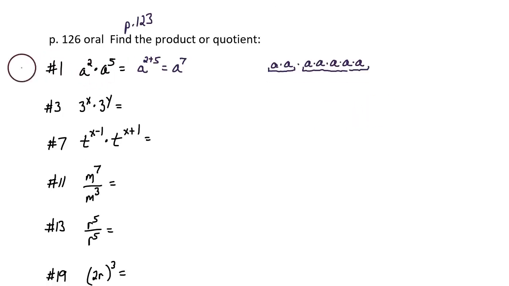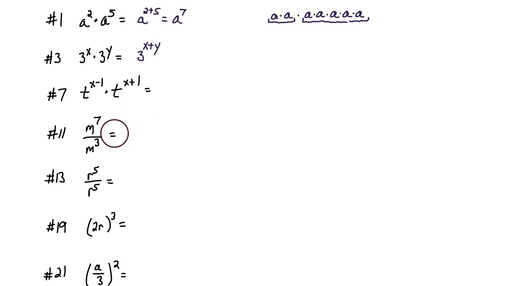Next, number 3. Match this formation up to one of the ones on page 123. This also fits the first one on the page, where you have the base and you add the exponents together. Number 7 is the same formation as the ones we just did. Notice in number 1 how both of them had a base of a, and we added the exponents. In number 3, they both had a base of 3, and we added the exponents. In number 7, they both have a base of t, and we add the exponents.